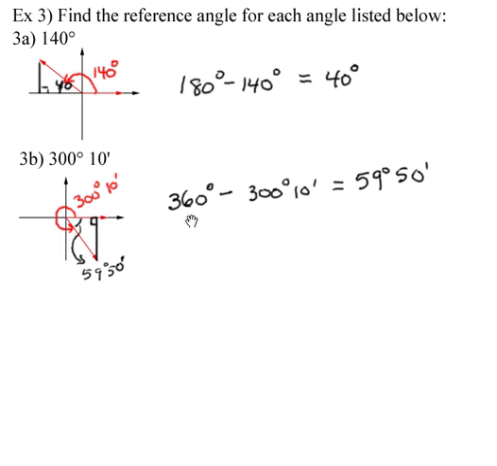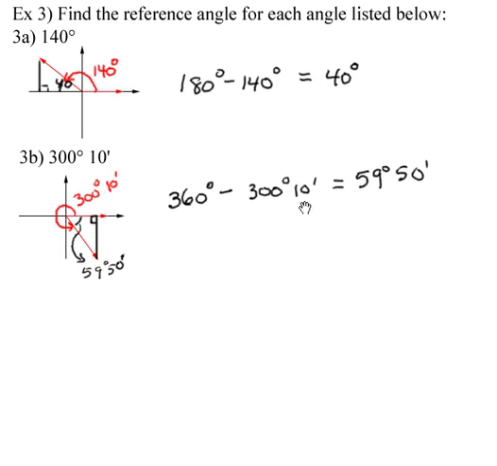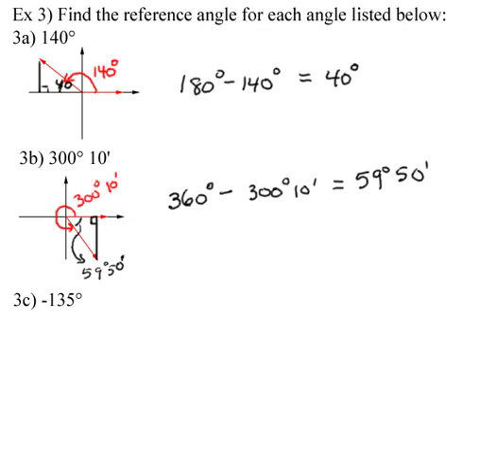So 360 degrees minus 300 degrees 10 minutes is 59 degrees and 50 minutes. Remember, we can't subtract 10 minutes from 360, there's no minutes here. So let's borrow a degree from 360, make that 359. And that degree we're going to turn into 60 minutes. So 60 minutes minus 10 minutes is 50 minutes. The 359 degrees minus the 300 degrees is 59 degrees.